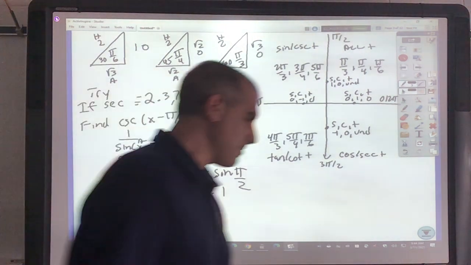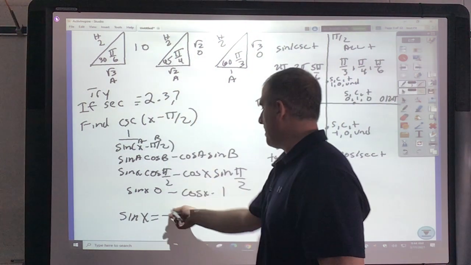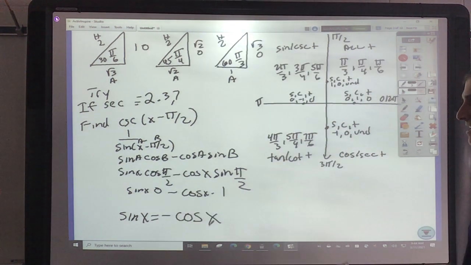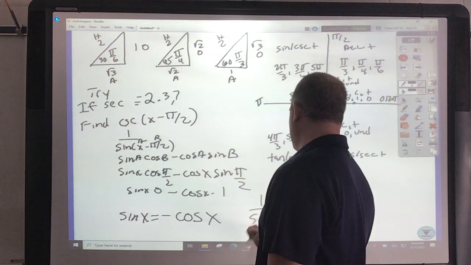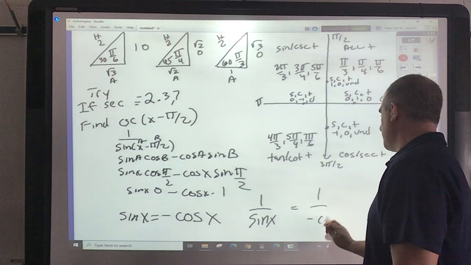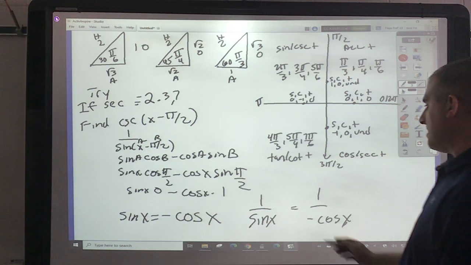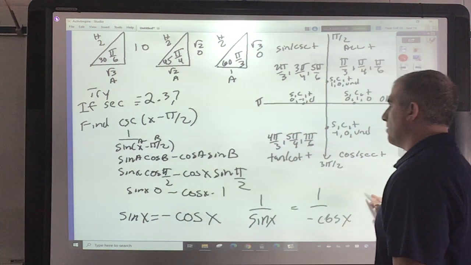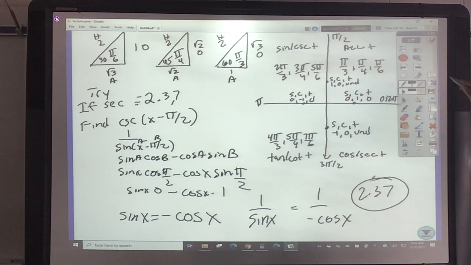Now, in our problem, however, they gave us secant, okay? So the bottom line is we're going to have an opposite sign deal. So what's going to happen is I got 1 over sine would be the same as cosecant. 1 over that would be the same as secant, okay? So basically what would happen is just that negative 2.37 goes in there, and it's 2.37, okay?